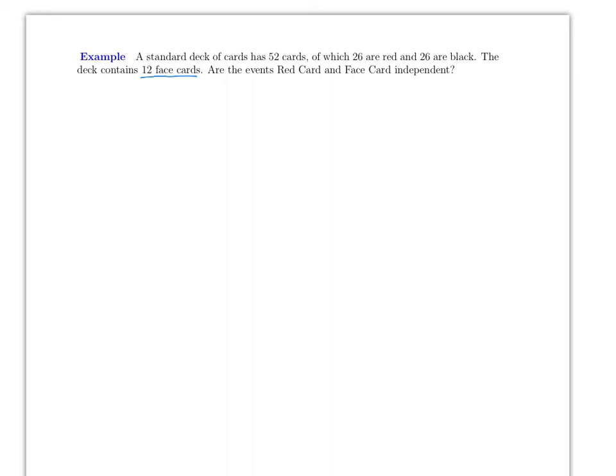So here R is going to mean a red card, and F a face card. Now to check if they're independent, all we have to do is this: is the probability of R and F equal to the probability of R times the probability of F? If this is the case, then they're independent. If not, then they're dependent. The problem already tells you that 26 are red, so it will be 26 over 52. And face cards is 12 over 52.